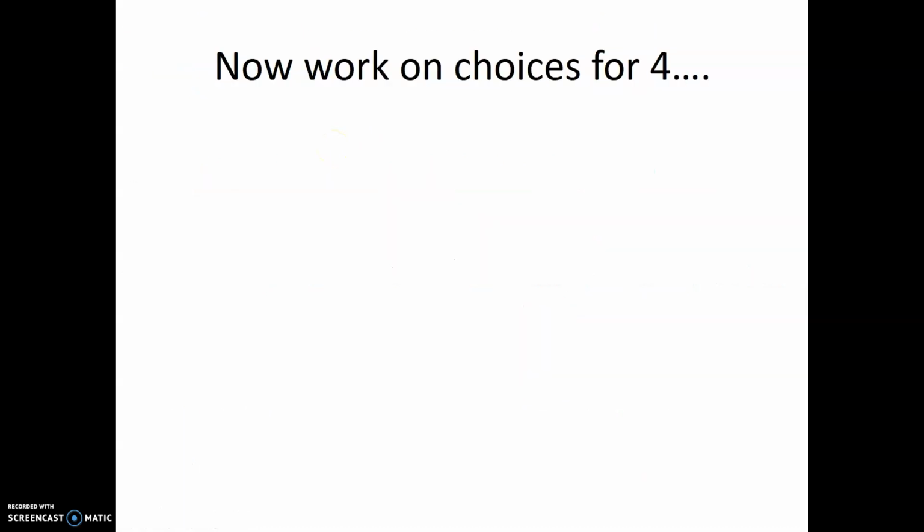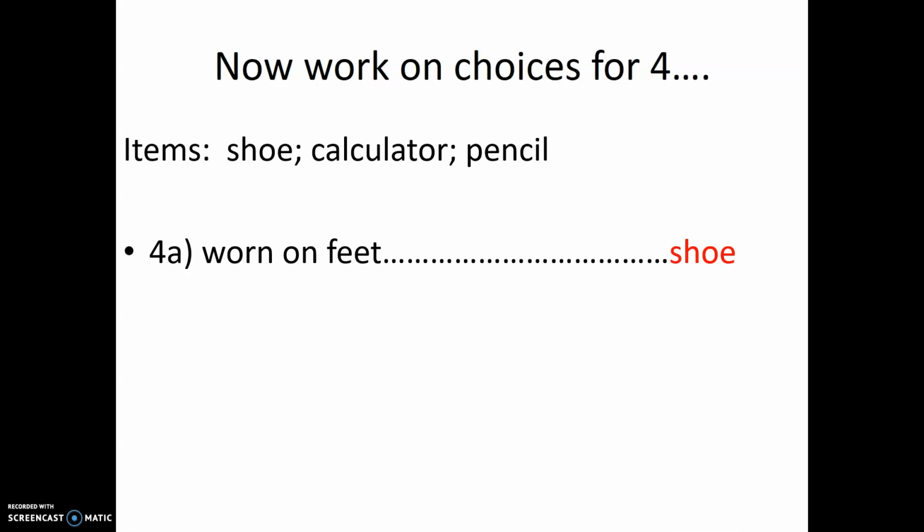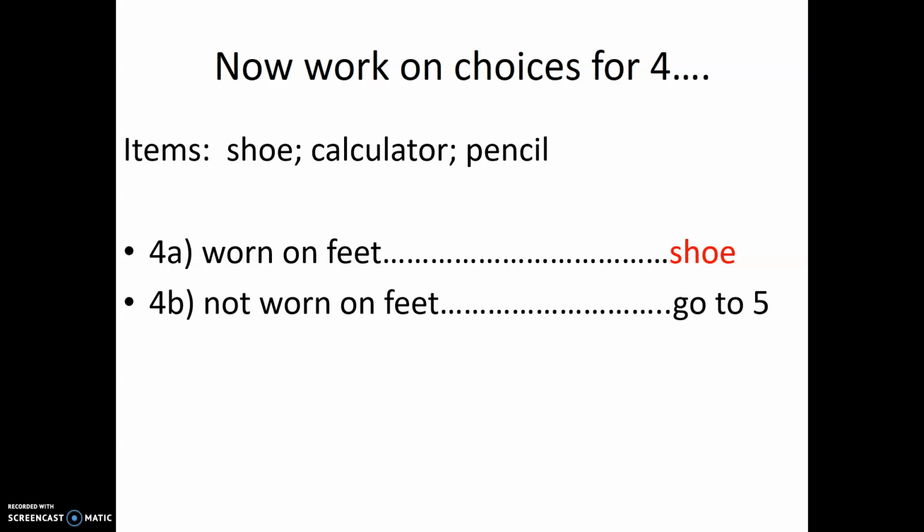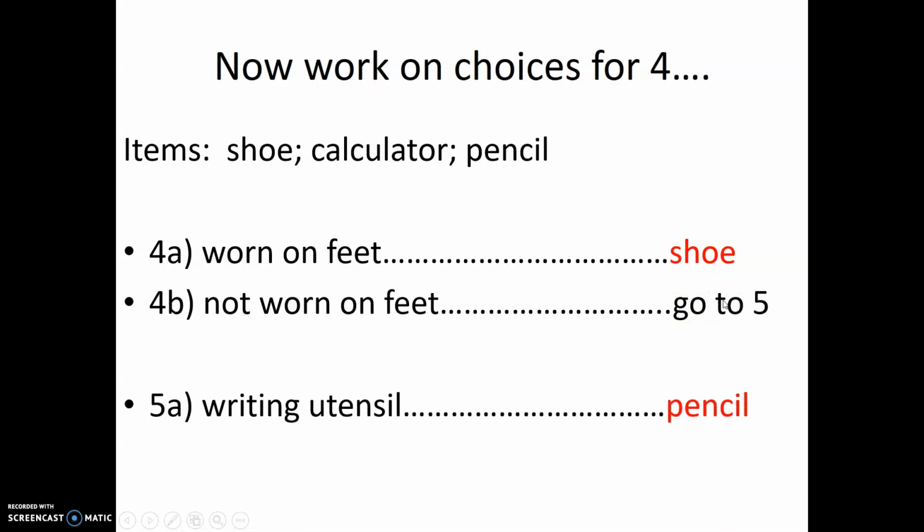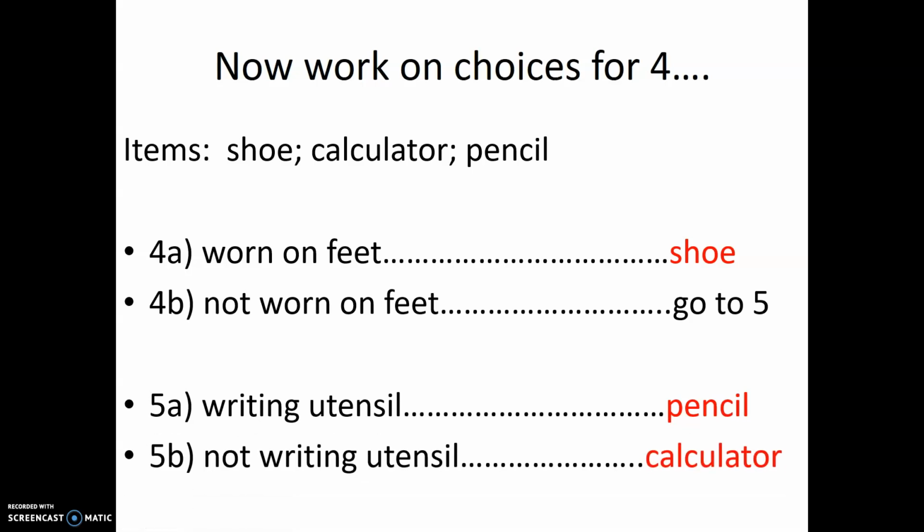So we're going to do the other items. We have three choices. Again, you have some options here. There's not just one right answer, but I'm going to put worn on feet and eliminate shoe. 4B would be not worn on feet. Some people would say, oh, I'm done, and then just list calculator and pencil. You can only be done when you for sure have one item. So not worn on feet, go to 5. Writing utensil, pencil. Not writing utensil, calculator.